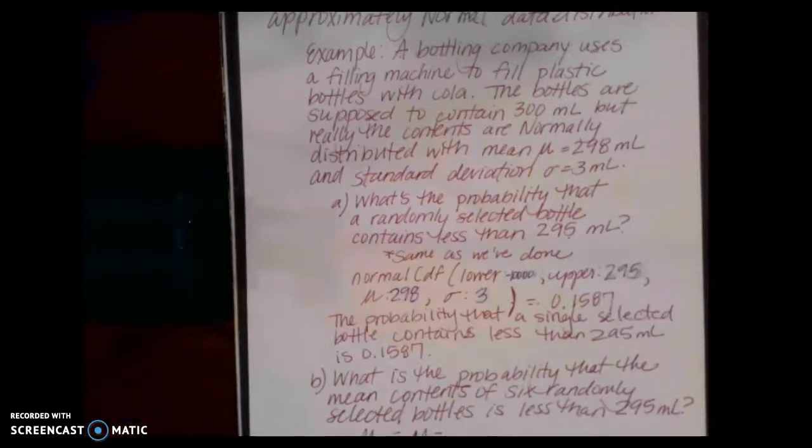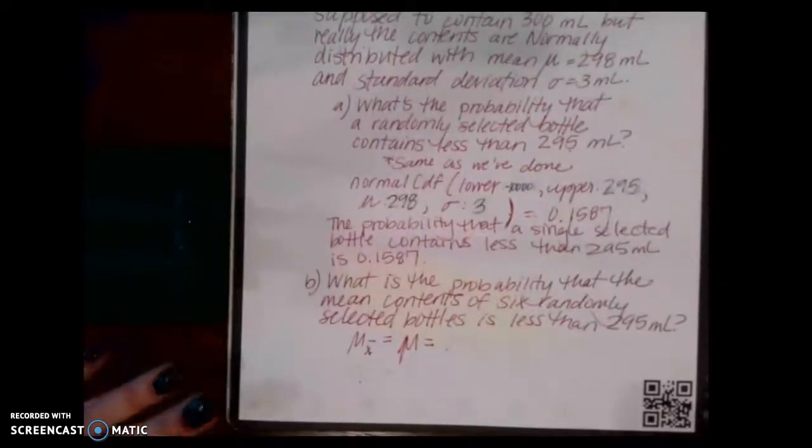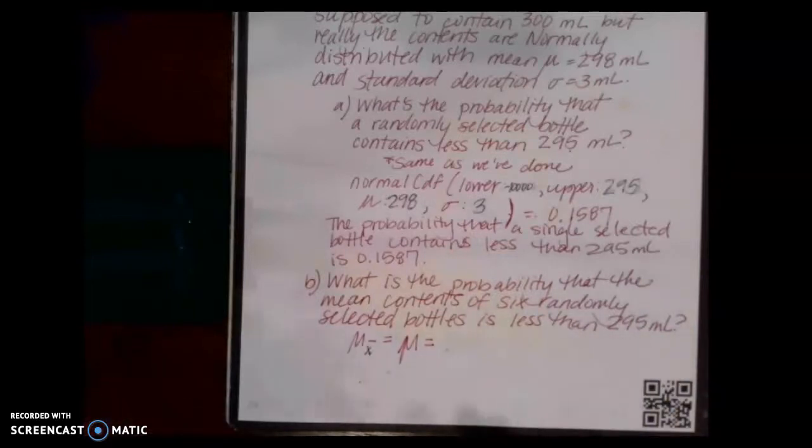Sometimes we care about just one thing happening, but what if we want to look at a group of things? This is when our sample comes in, and we have to look at the sample mean. What is the probability that the mean contents, or the average contents, of 6 randomly selected bottles is less than 295 milliliters? Are you getting gypped if you get the 6-pack? That's what we want to know. You have about a 15% chance of getting a bottle that is less than 295 milliliters if you just grab a single bottle, but what happens if you get a 6-pack? Because you usually just don't buy one bottle at a time unless you're just going to Stripes.